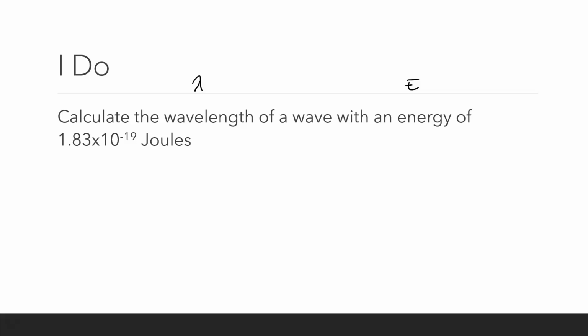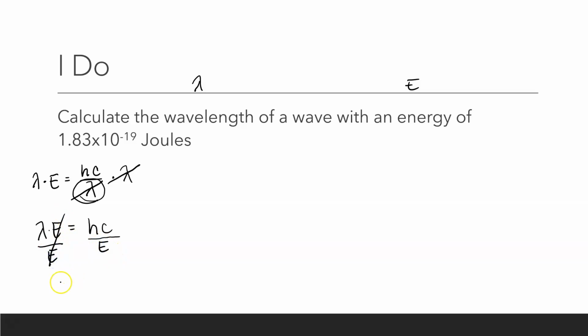Okay. So we need to find an equation that has both. So E, looking at our equations, equals hc over lambda, this one has both. However, we want to solve for lambda, so we need to rearrange. Lambda is being divided, so we want to have it on the top, so we multiply. It cancels out here. We still need lambda by itself, so it's being multiplied to E here. We want to move E to the other side. So we divide. So we get lambda is equal to hc over E.